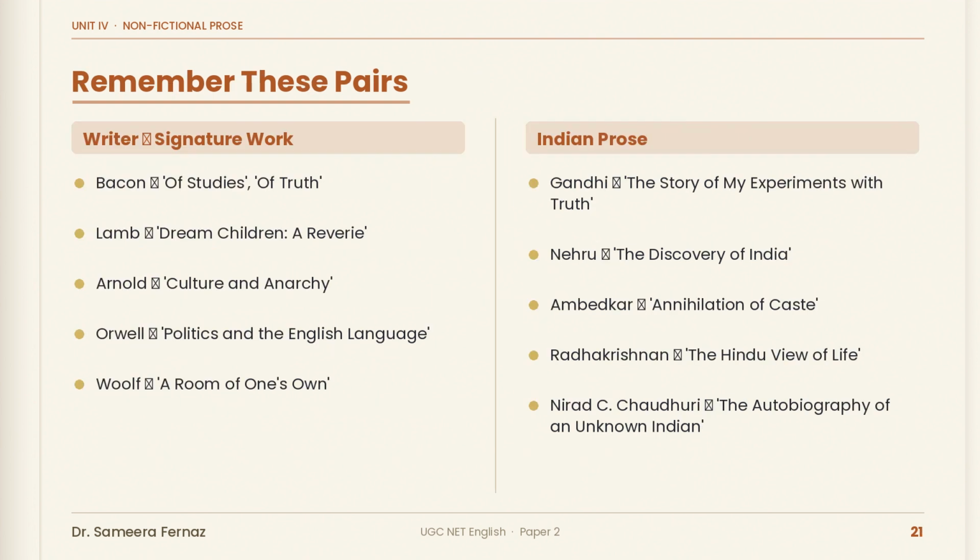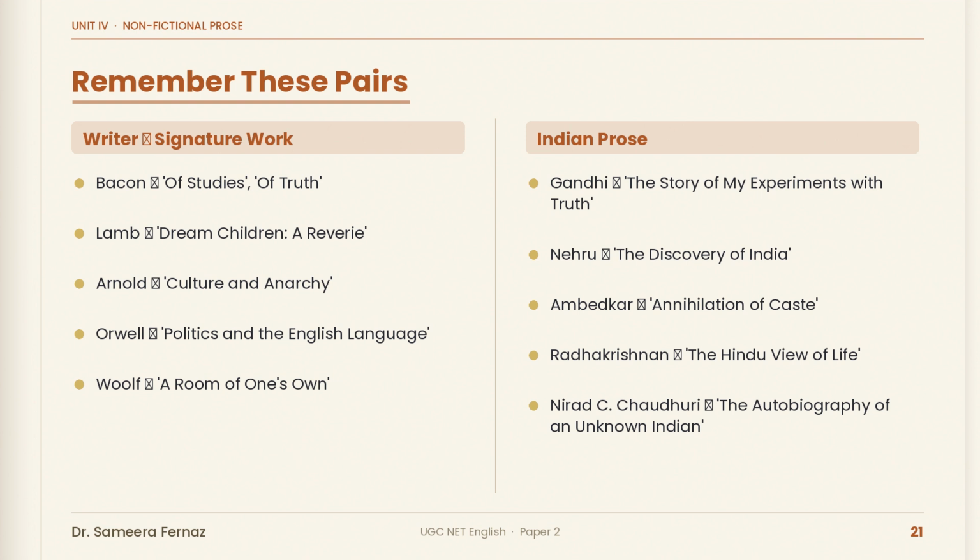Now remember these pairs. Bacon wrote Of Studies and Of Truth. Lamb wrote Dream Children: A Reverie. Arnold wrote Culture and Anarchy. Orwell wrote Politics and the English Language. Woolf wrote A Room of One's Own. And on the Indian side, Gandhi wrote The Story of My Experiments with Truth. Nehru wrote The Discovery of India. And Ambedkar wrote Annihilation of Caste.